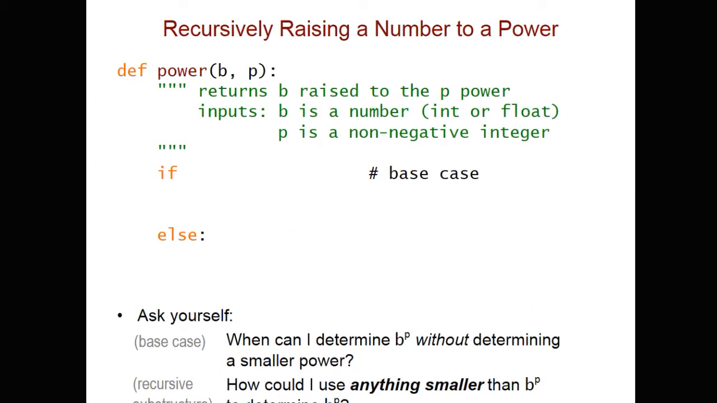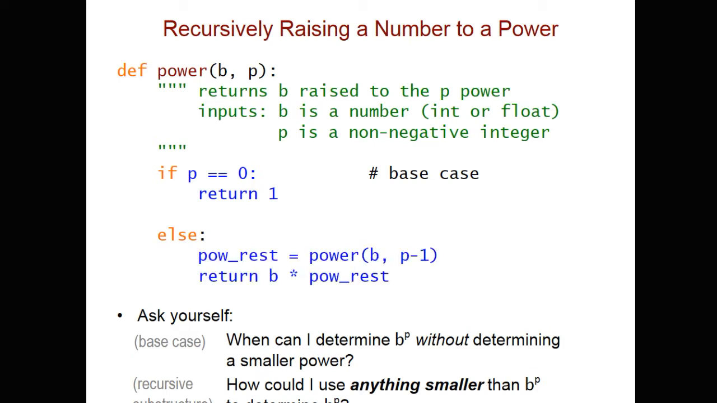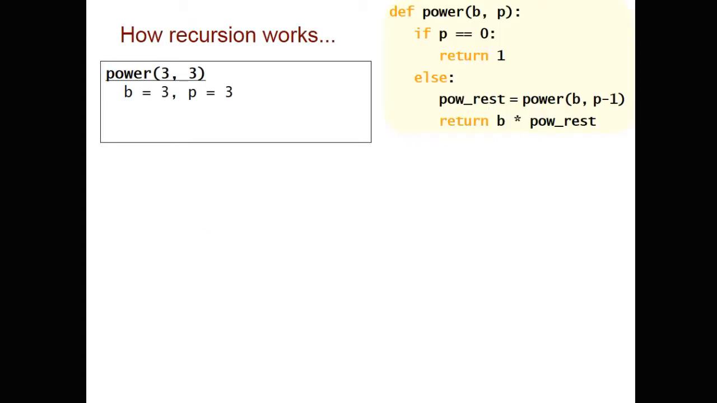Another question can be calculating the power of b to the power of p. The base case is going to be when p is 0. We know that b to the power of 0 is 1, and in order to calculate the power of the remaining, we can call power of b and p minus 1, and with multiplication of b by the remaining, we can solve the original problem.